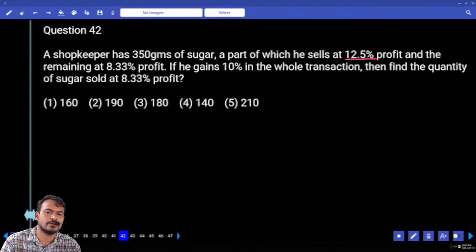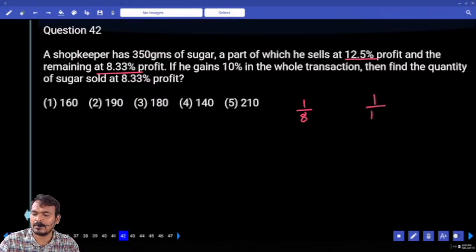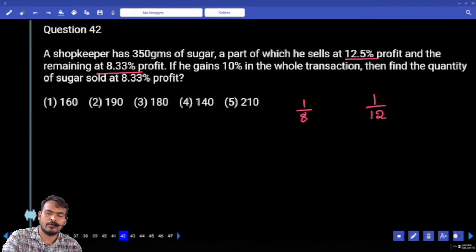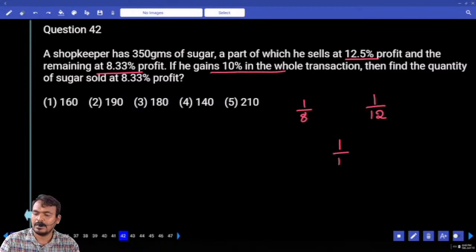12.5% means what is the fraction? 1 by 8, means first-time profit is 1 by 8. What is the second-time profit? 8.33%. What is the fraction? 1 by 12, means second-time profit is 1 by 12. But overall you are getting 10% profit. What is the fraction? 1 by 10.